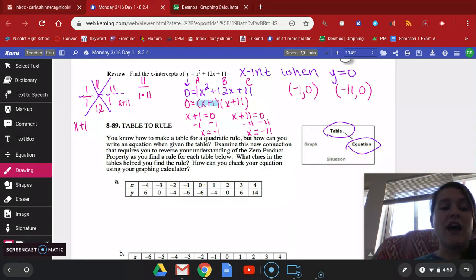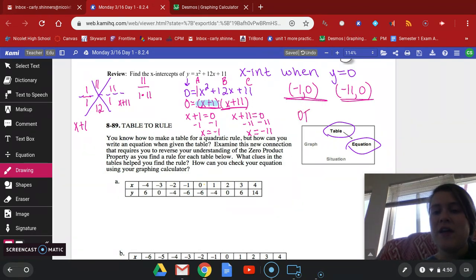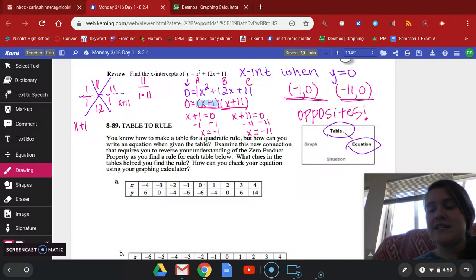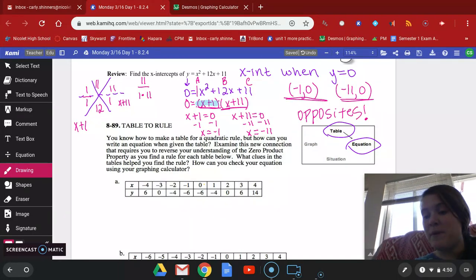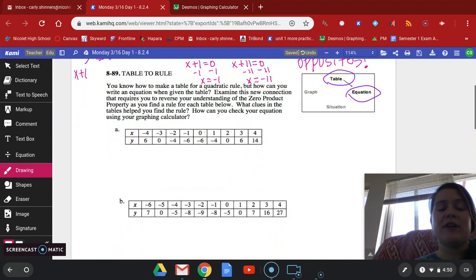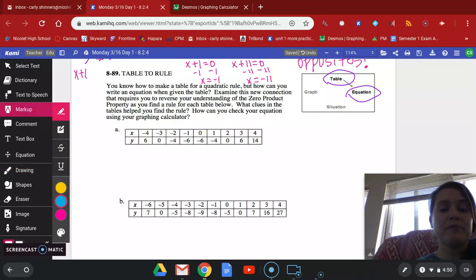So let's ask ourselves, what is the connection? What is the pattern that I'm seeing among my intercept and my factor? My factor and my intercept. Who sees it? Shout it out in your home. They're opposites. And we're going to use this idea today to build our equations. I'm going to be giving you a table in 889, and we have to build the equation from that table.